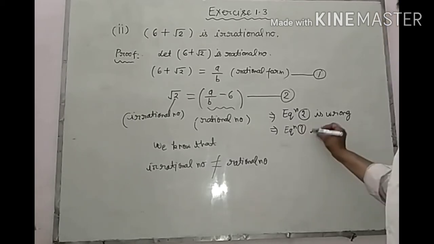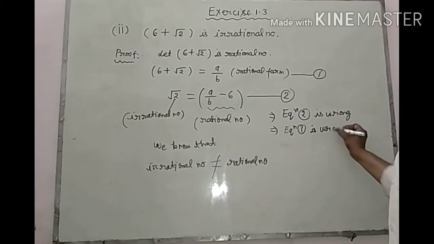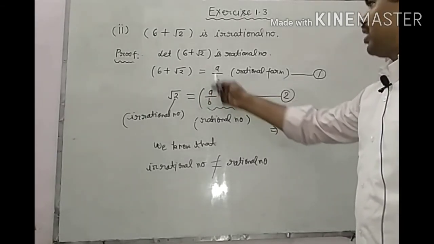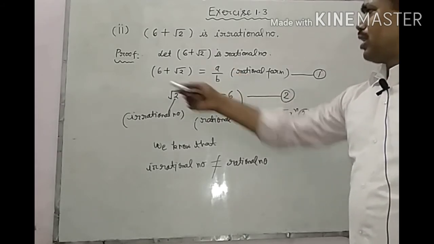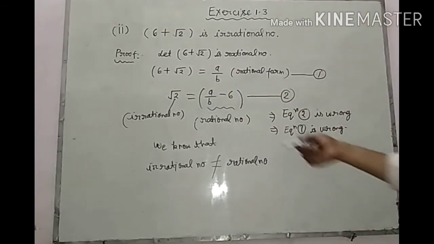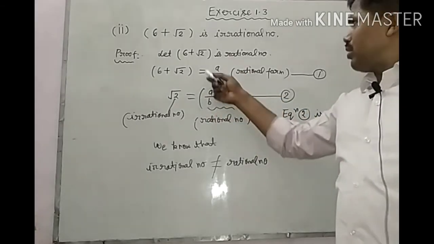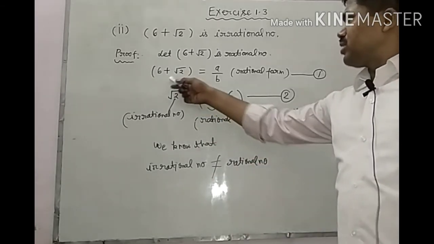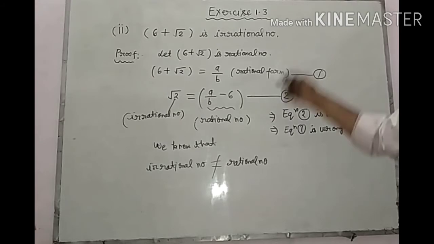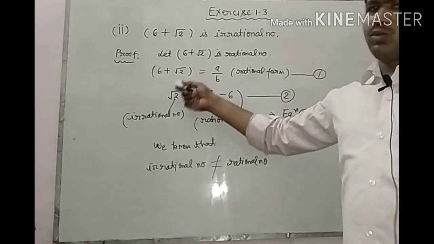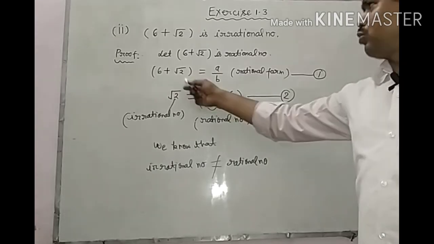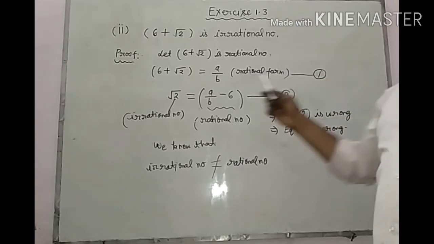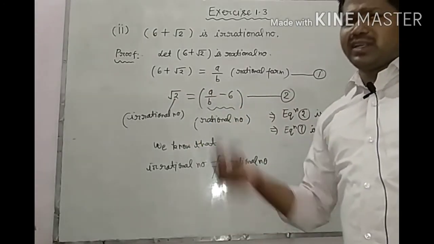Equation 1 is wrong. Equation 1 is wrong means 6 plus root 2 equal to a by b is wrong. Hence, we can say 6 plus root 2 cannot be represented in the form of a by b, that is numerator upon denominator. Hence, 6 plus root 2 is not a rational number. Therefore, 6 plus root 2 will be an irrational number.